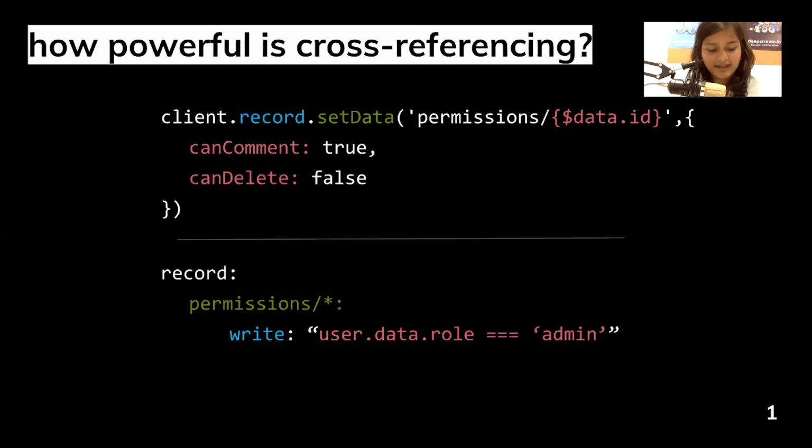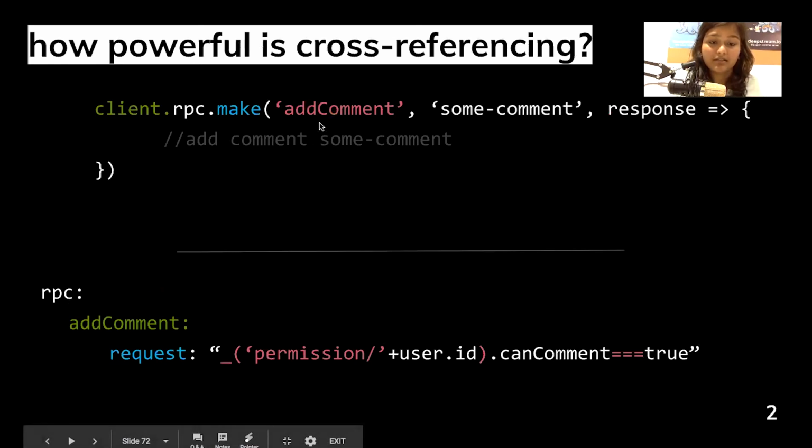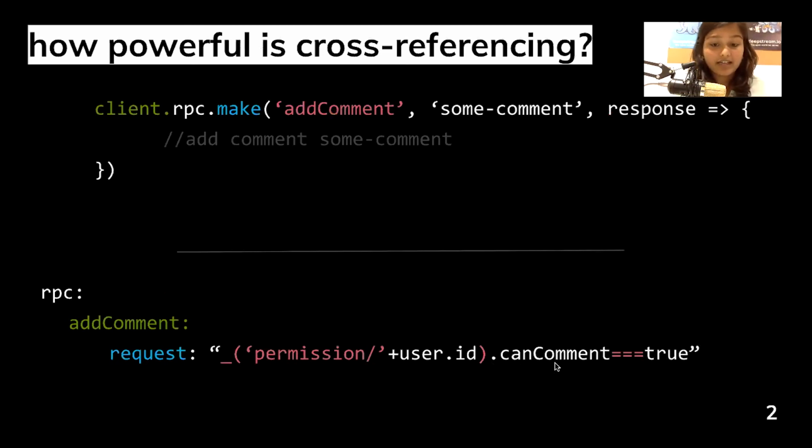So we are basically letting only the admin set any kind of data in the permissions record, which is all accepted and clear. Now, what happens next is the client makes an RPC saying add comment. My client wants to add some comment, and then there is some response. Now, when can the particular client make an RPC? This will be determined within my permission section for the RPC, add comment. So I have RPC, add comment, and the client can request an RPC only if the can comment flag of the particular client was true.